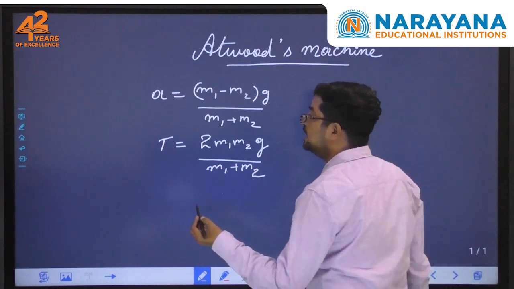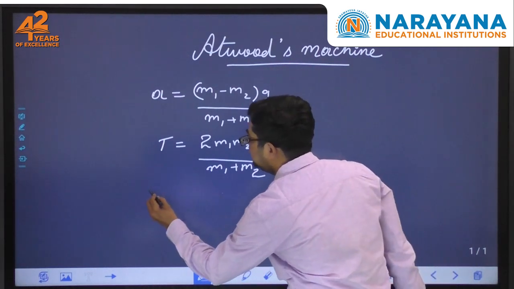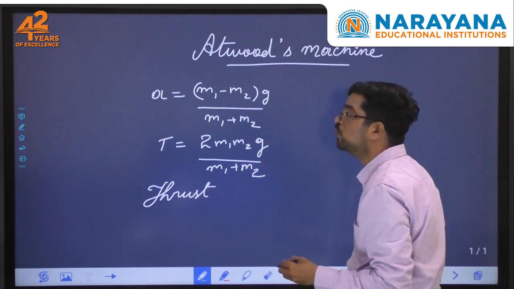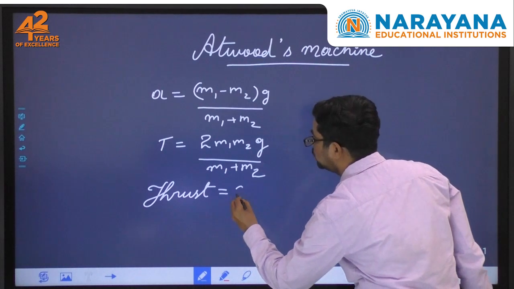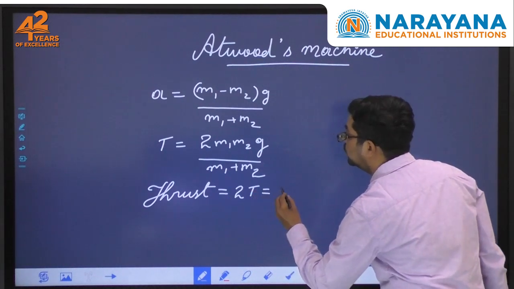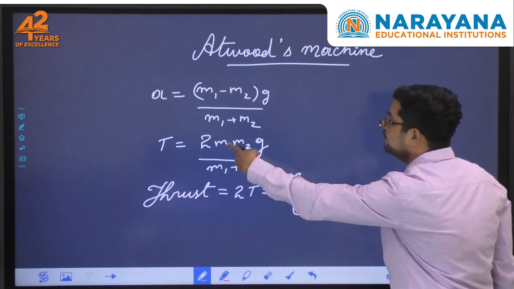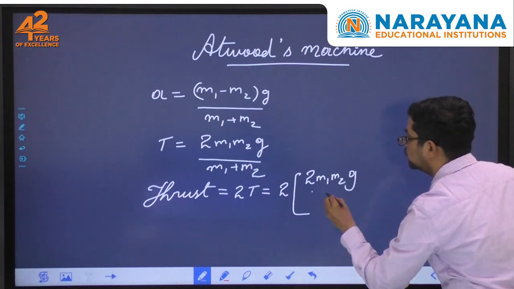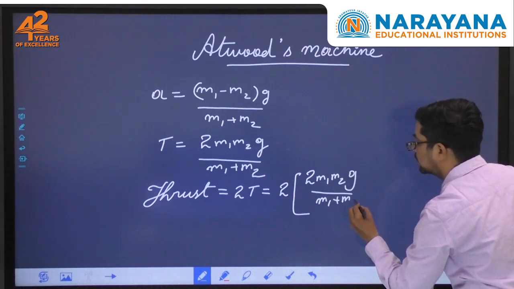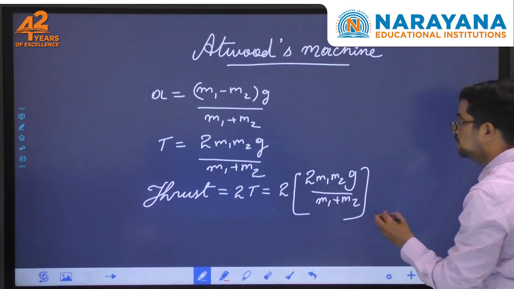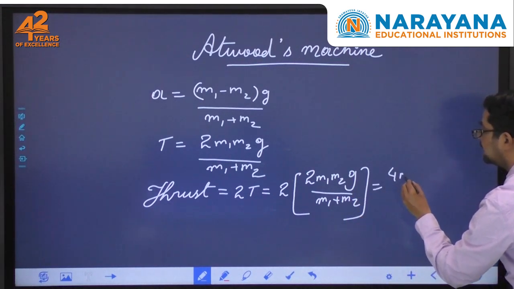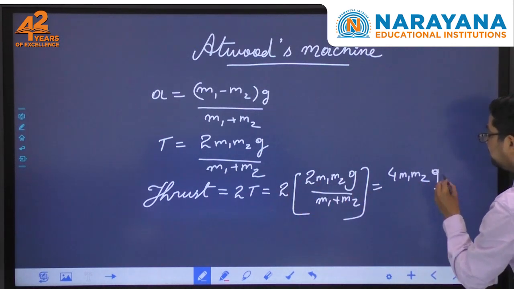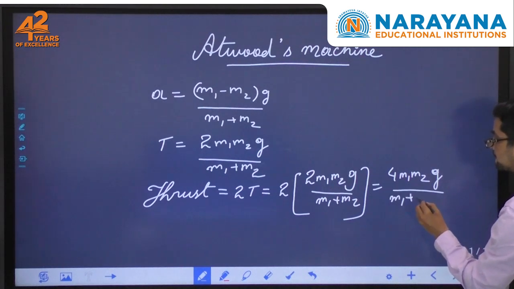And we can even find the value of thrust. Thrust is equal to, here you find double the tension acting on the pulley. Therefore, thrust will be the same as 2T. That is equal to 2 of the value of T, which we got, 2m1m2g by (m1 plus m2). Solving which you get 4m1m2g by (m1 plus m2). This is the value of the thrust acting on the pulley.